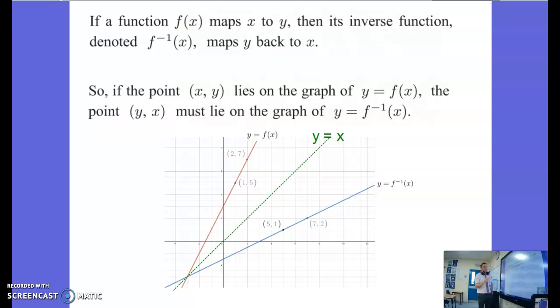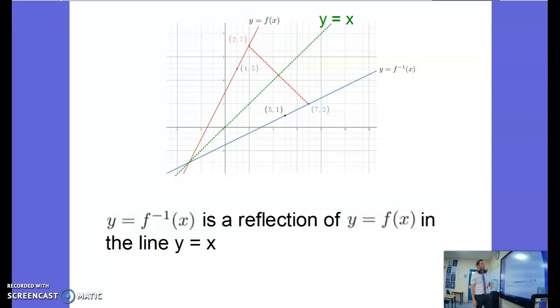Okay. You might also have spotted that they are a reflection of each other. When I have the inverse function, it is a reflection of y equals f of x in the line y equals x. So that line going through the middle there, going 1, 1, 2, 2, 3, 3, 4, 4, those are the coordinates of the line y equals x. It's a famous line, you should hopefully recognize it. That is my line of reflection to map y equals f of x onto y equals f minus 1 of x, the inverse function. It is a reflection in the line y equals x.